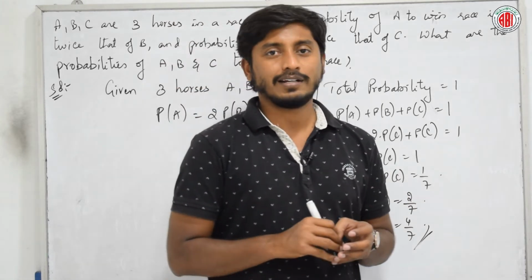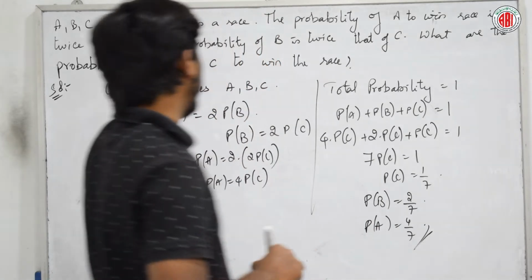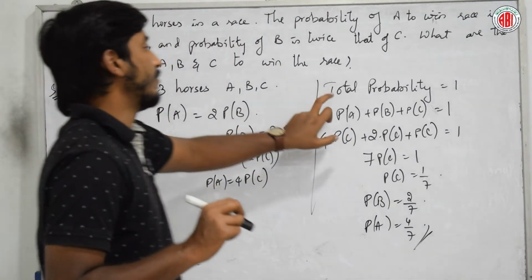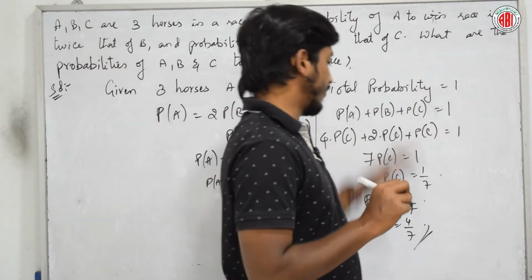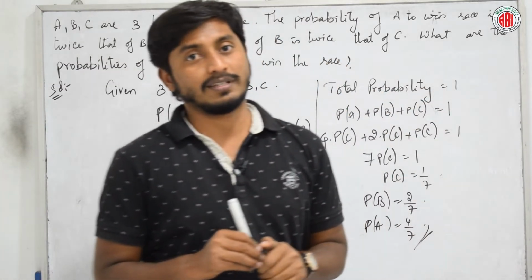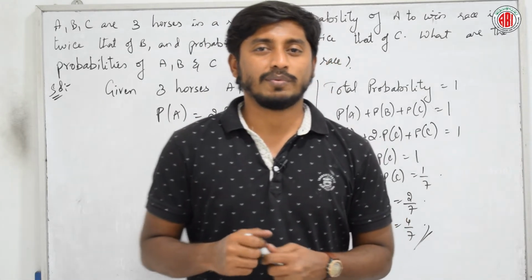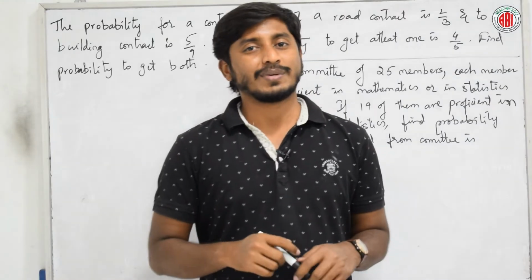Did you understand? What all new things we learned here? First thing, we have to analyze the question. Second, by using total probability equal to 1, we can solve this kind of problems. Clear? Is it fine? Shall we go to the next problem? Let's do. Look at the next question here.